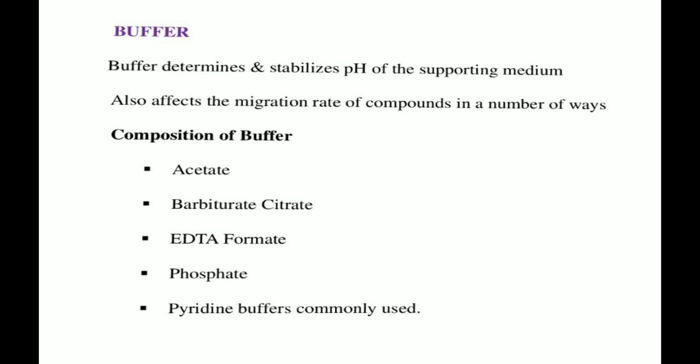Now the next factor which affects the migration rate is the buffer. A buffer, as you know, resists change in pH after addition of a weak acid and its conjugate base. This buffer affects the migration rate of a compound and it can also stabilize the pH of the supporting medium. It also affects the migration rate of a compound in a number of ways, like composition, concentration and pH.